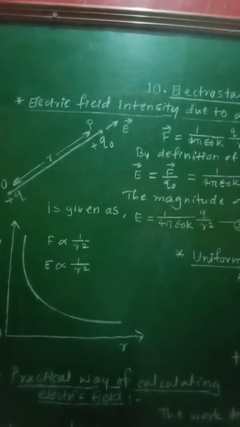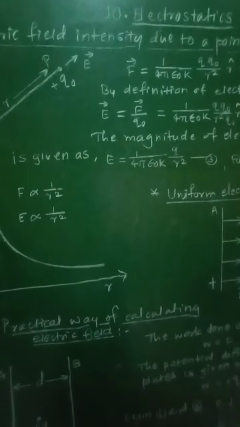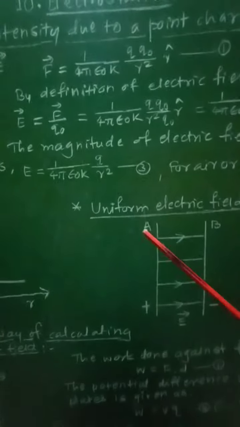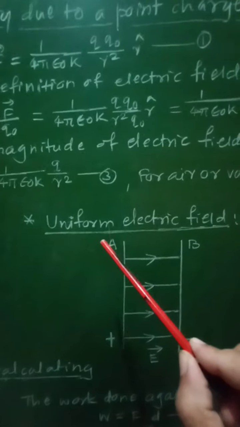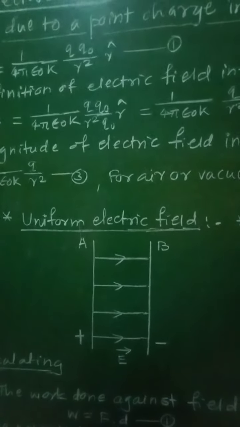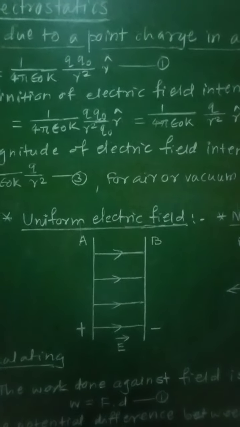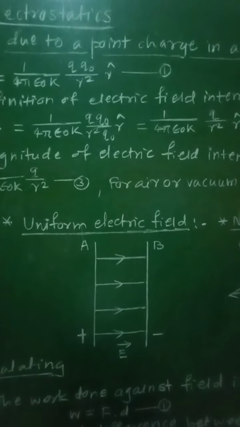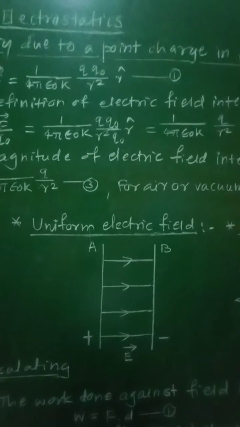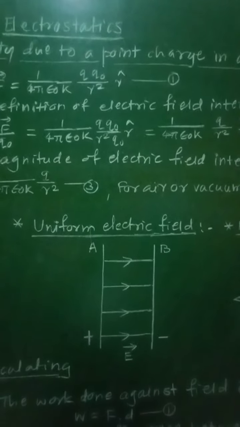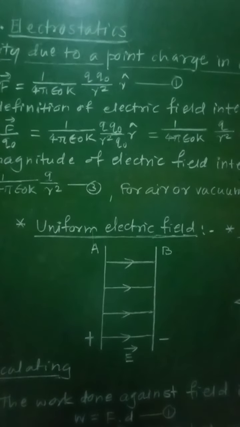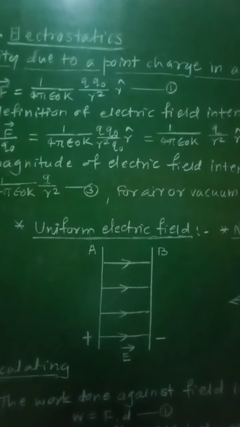And now let us see the next point, that is, what is a uniform electric field? So a uniform electric field is a field whose magnitude and direction are the same at all the points.